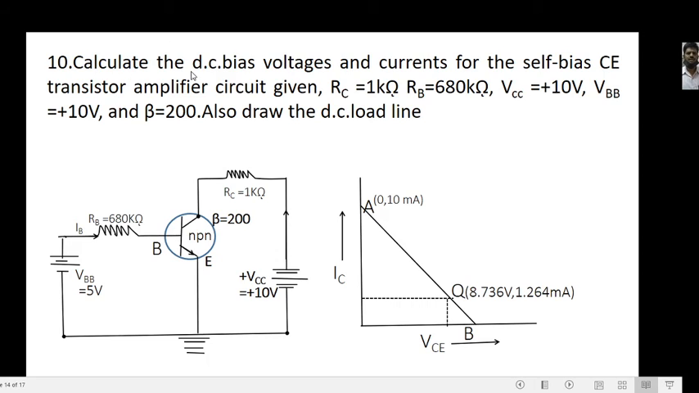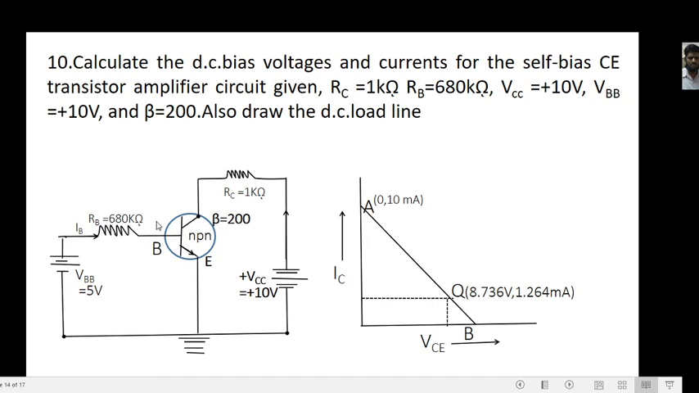So calculate the DC bias voltages and currents for the self-bias CE transistor amplifier circuit given. RC is equal to 1 kilo ohm, RB is equal to 680 kilo ohm, VCC equals plus 10 volts, VBB is equal to plus 10 volts, and beta is equal to 200. Also draw the DC load line. So here the circuit diagram is given.